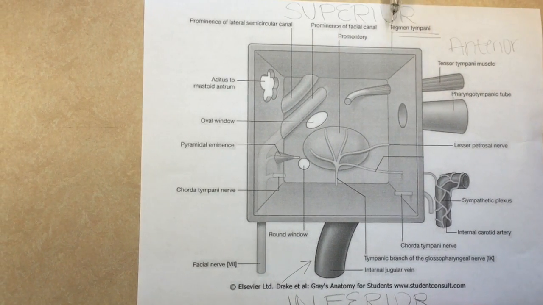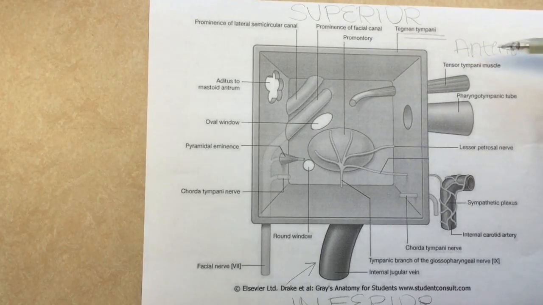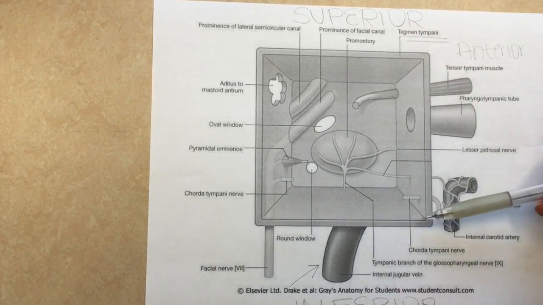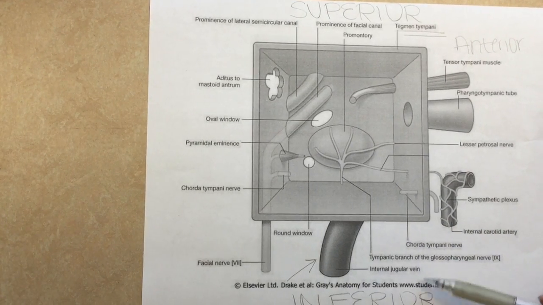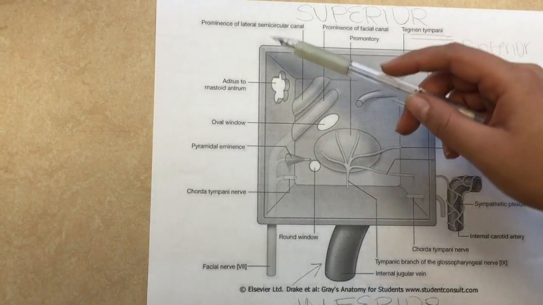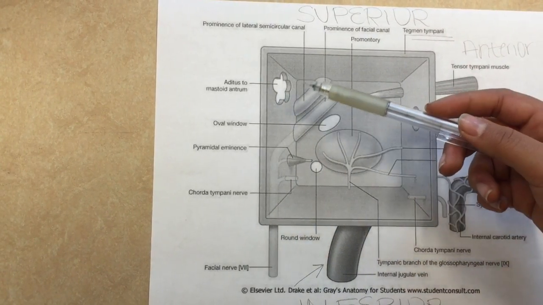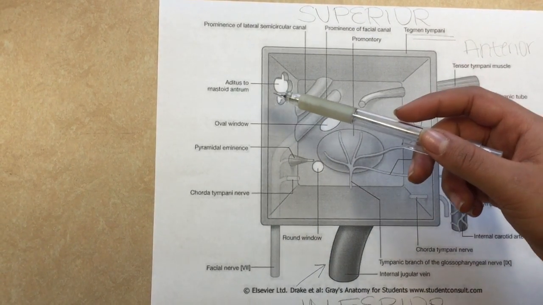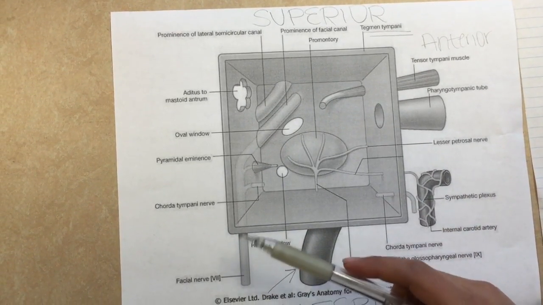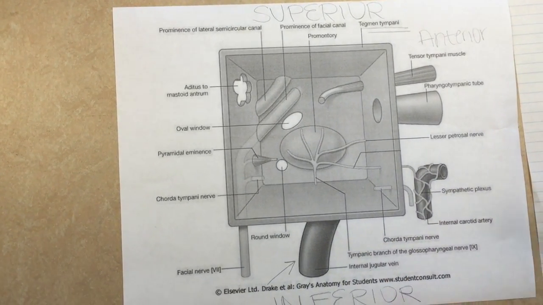On the superior wall, there's the tegmen tympani. The anterior wall houses the tensor tympani muscle. The inferior wall has the jugular vein. The medial wall is where all the windows and prominences are housed. The only thing not included in this diagram is the fossa incudis.